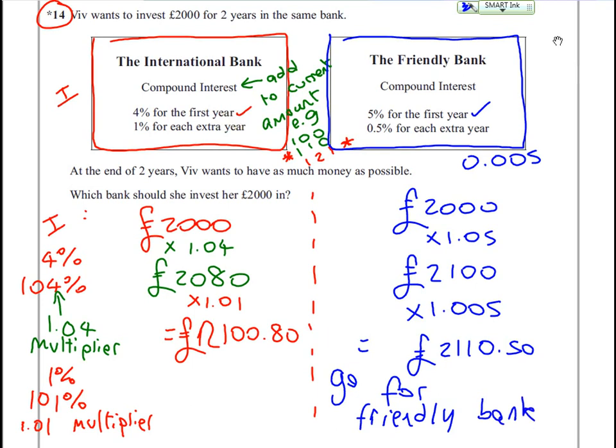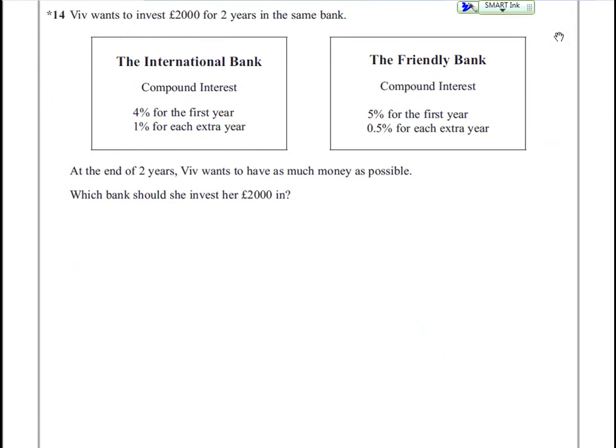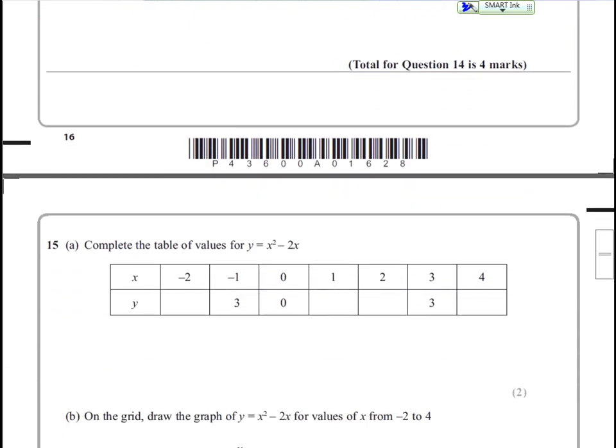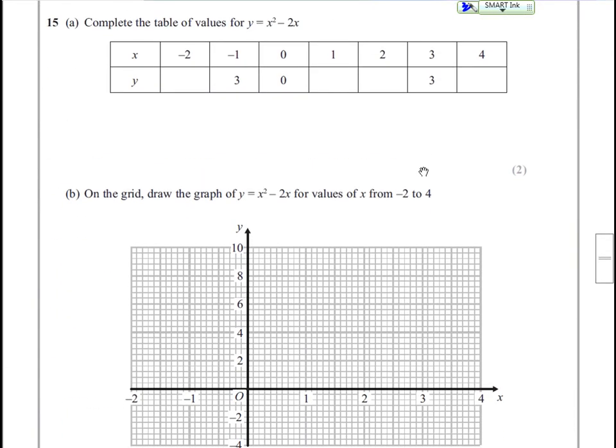Right, moving on to question 15. That one was 4 marks. We've got a table to complete, and our graph is a quadratic graph. I can see that because it's got x squared in, and I can predict the future and think that it's going to be a curve shape. It might be like that, it might be like that, if you know what quadratic graphs look like.